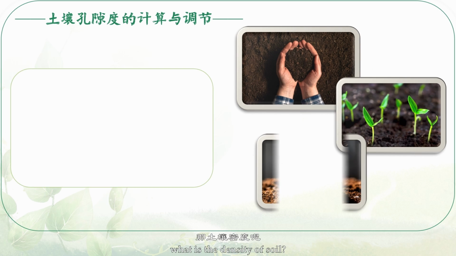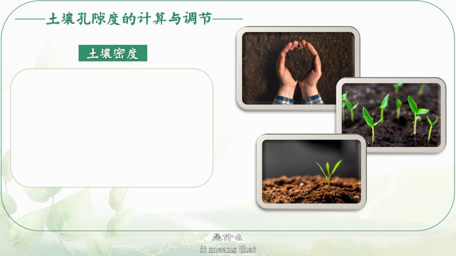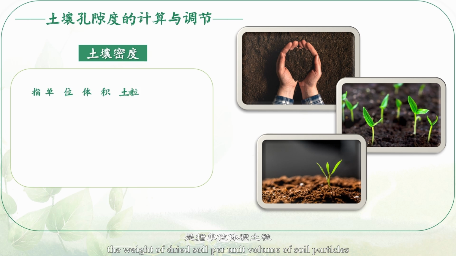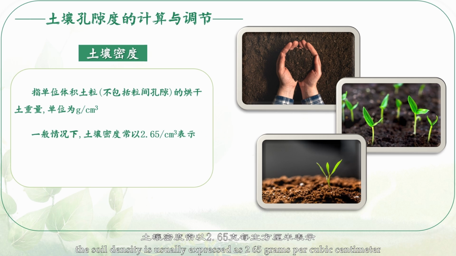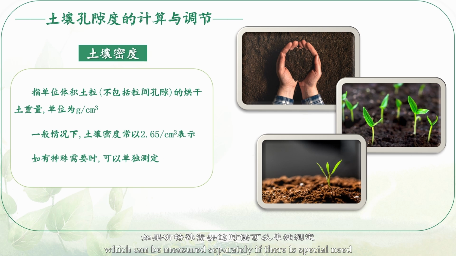What is the density of soil? It means the weight of dried soil per unit volume of soil particles excluding intergranular pores, in grams per cubic centimeter. In general, the soil density is usually expressed as 2.65 grams per cubic centimeter, which can be measured separately if there is special need.